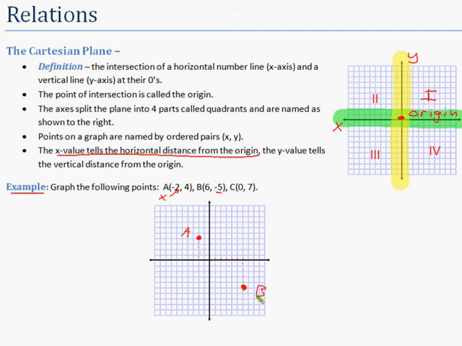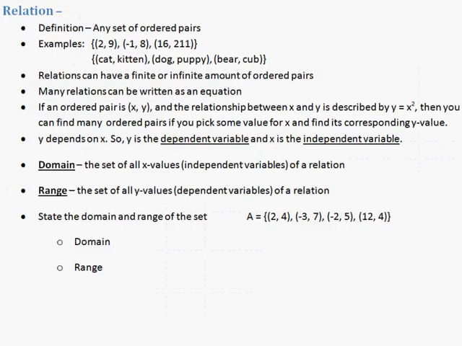And then lastly, 0, 7. Well, 0 tells us we don't go left or right at all from the origin. So no left or right, and then we just go up 7. 1, 2, 3, 4, 5, 6, and 7. So there's point C. And that's how you graph points, which is a review for you, I'm sure.